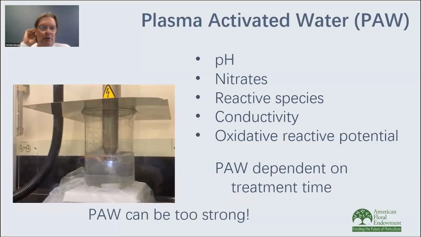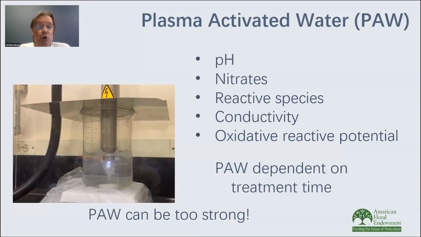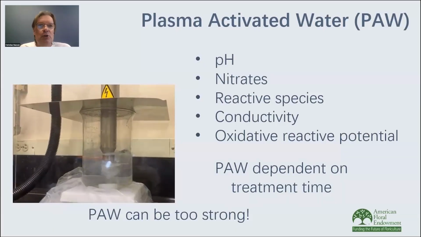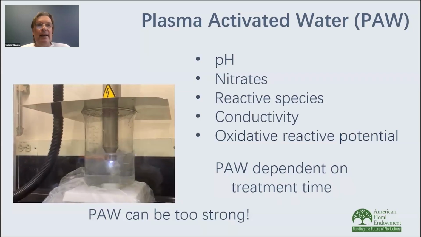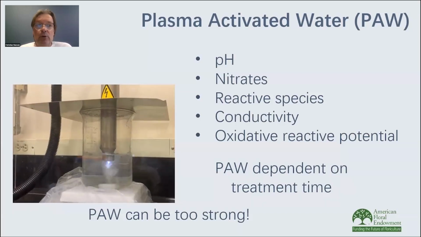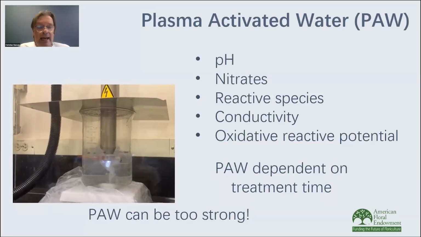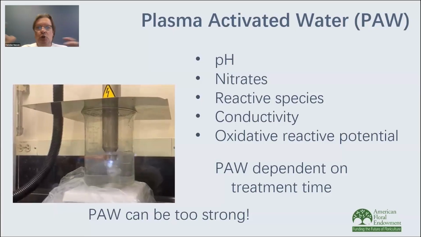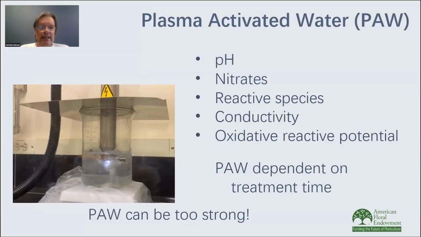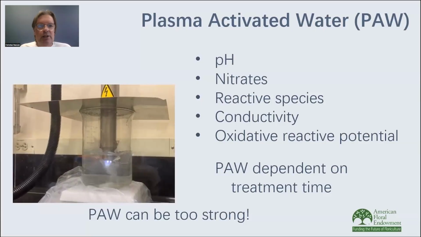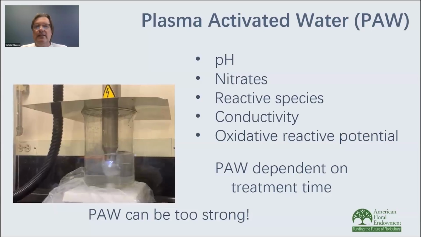And it's also very important to remember that we can actually treat it for too long, kind of like if you apply a pesticide to a crop at too high a dosage, it can cause phytotoxicity. Well, the same thing with PAW, it can essentially be too strong, and that will have negative effects. So there's some tweaking, and there's not one kind of PAW. There's going to be different PAWs for different crops, for different applications, for different soil media. So it's a big area where there's a lot of research that needs to be done.